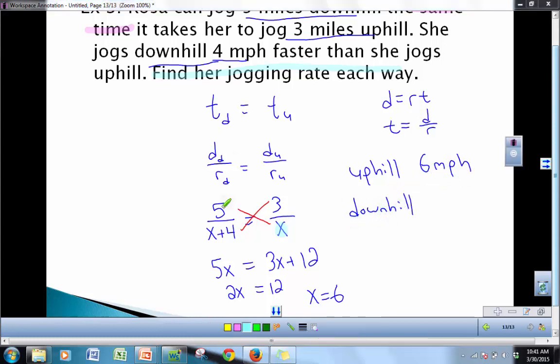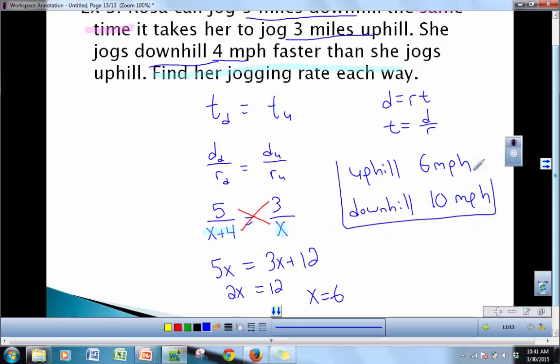We know that her downhill rate is 4 faster than her uphill. Well, 4 plus 6 is just 10, which means her downhill rate is 10 miles per hour. Okay? So make sure when you're doing these problems, you read carefully what the problem is asking for.